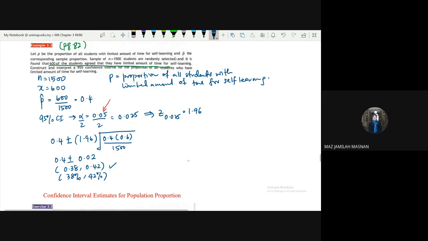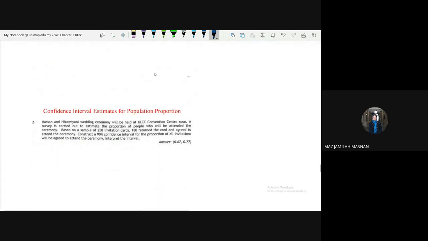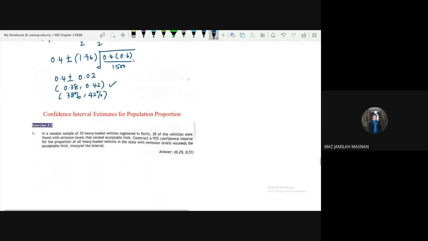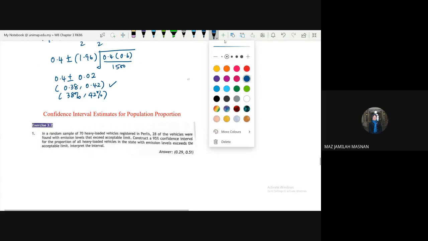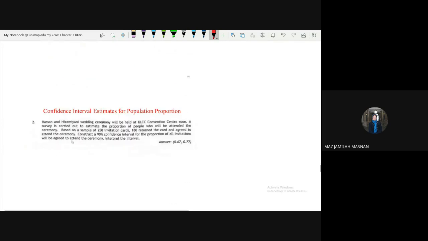Okay. If no questions, there is a question for exercise. Let's say I answer question 2. So please try this question. Now, question 2: Hassan and Nizamiani's wedding ceremony will be held at KLCC Convention Center soon. A survey is carried out to estimate.